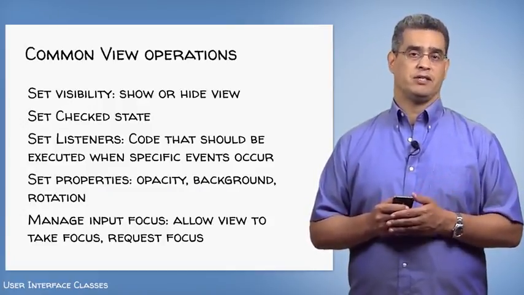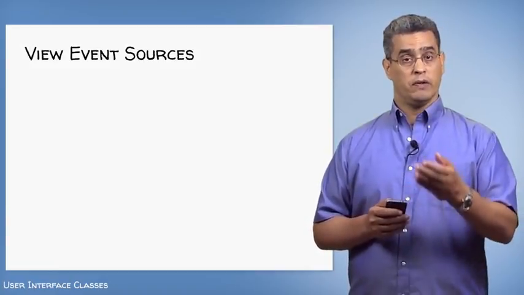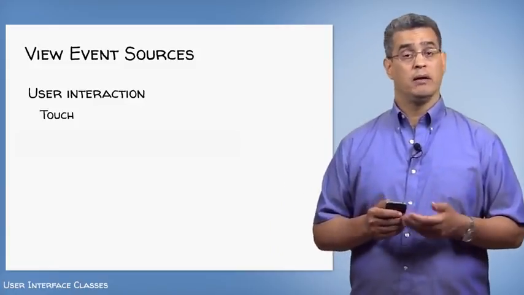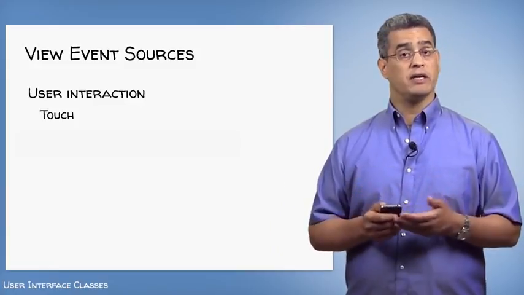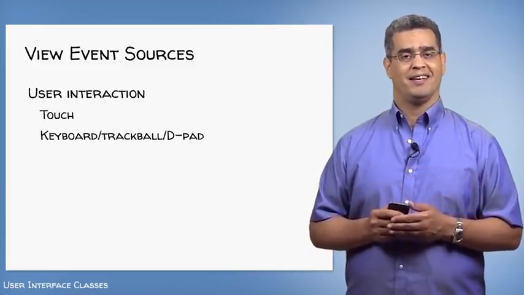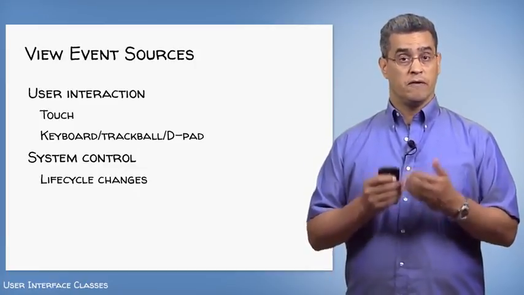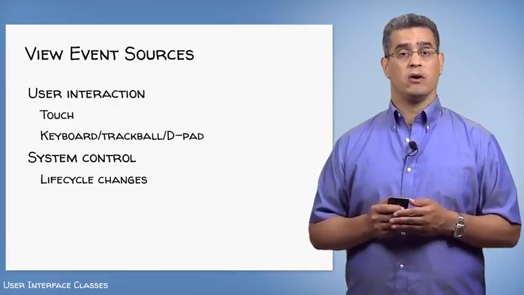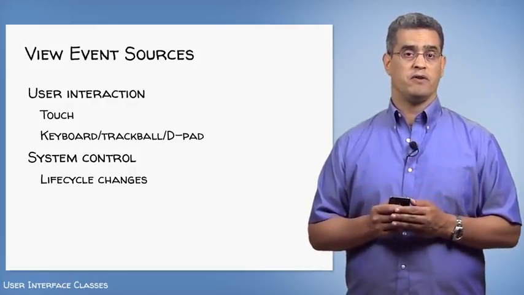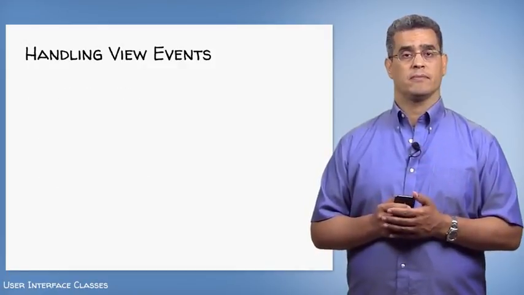Views handle events, and these events can come from various sources, including the user, when he or she touches a view on the display, or uses physical input devices such as a physical keyboard, trackball, or D-pad. Android itself can also be a source of events. For instance, views receive various method calls when Android needs to reposition or redraw the views. Let's talk a bit more about view events.